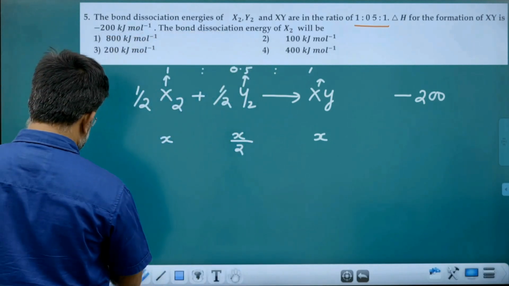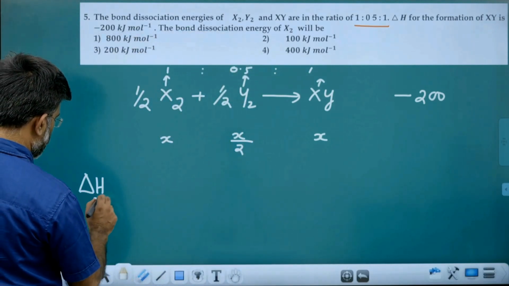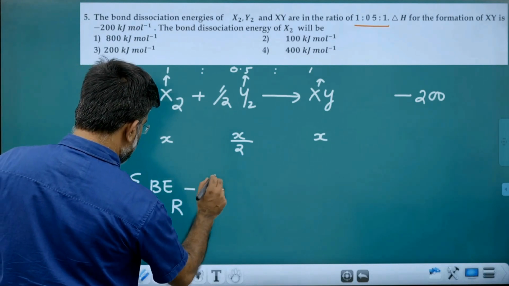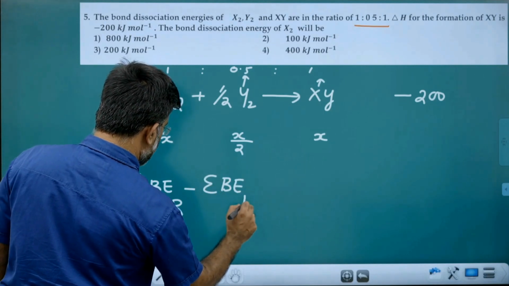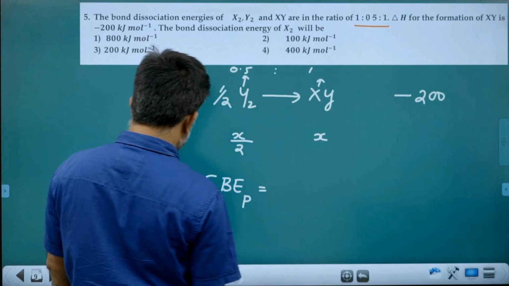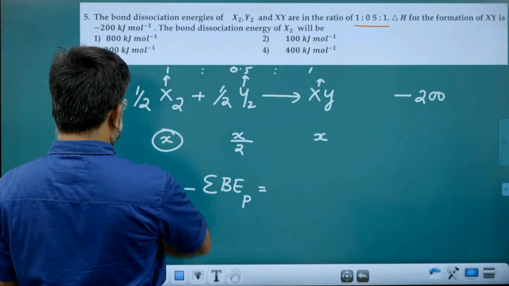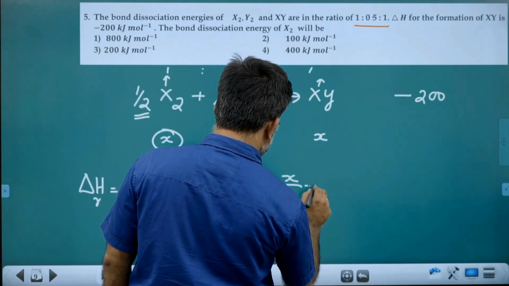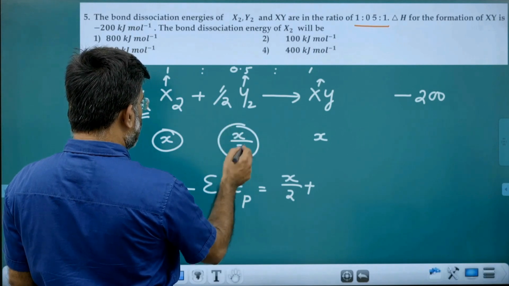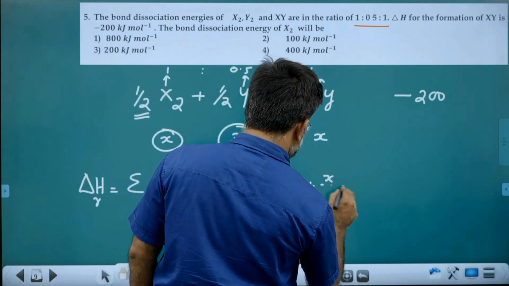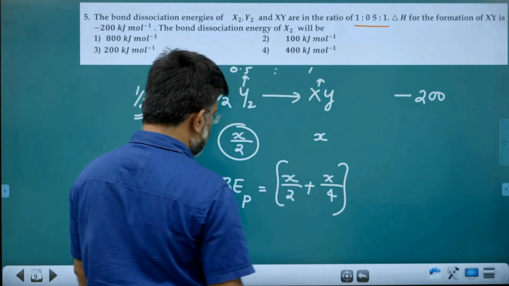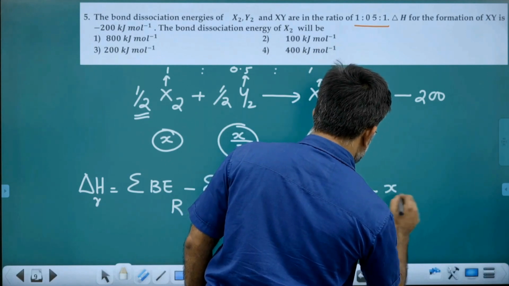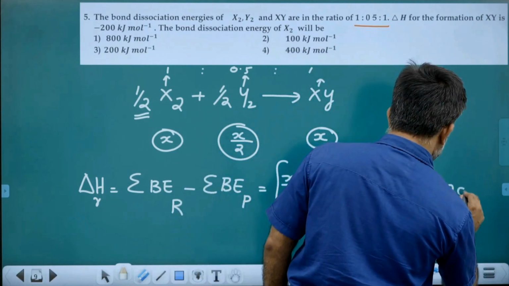Now you apply the equation. Delta H of reaction is equal to the sum of bond enthalpy of reactants minus the sum of bond enthalpy of products. Bond enthalpy of reactants: X kilojoule per mole for X2, for half mole it is X by 2. For Y2 it is X by 2 kilojoule per mole, for half mole it will be X by 4. This is reactants, minus that of product, X. And this is equal to minus 200.